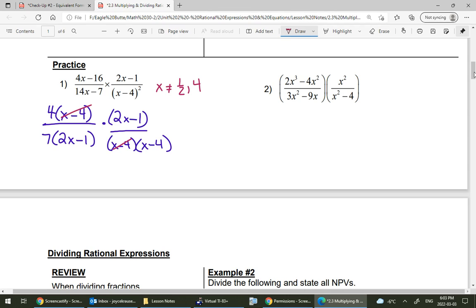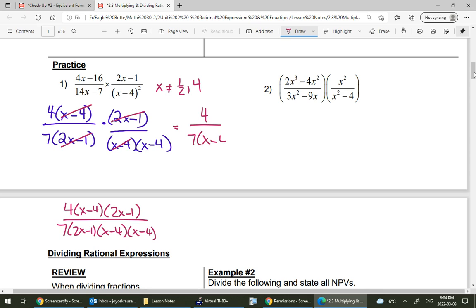If that is confusing for you, you can absolutely write it out as 4 times x minus 4 times 2x minus 1 all over 7 times 2x minus 1 times x minus 4 times x minus 4. Just get rid of that times sign in between. Sometimes it's easier to see what you can cancel. We can cancel the 2x minus 1s, and we're left with a 4 in the numerator and 7 times x minus 4 in the denominator.